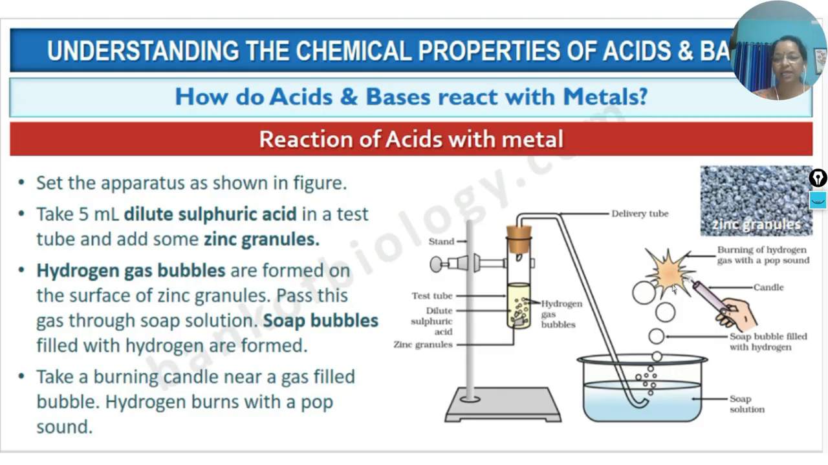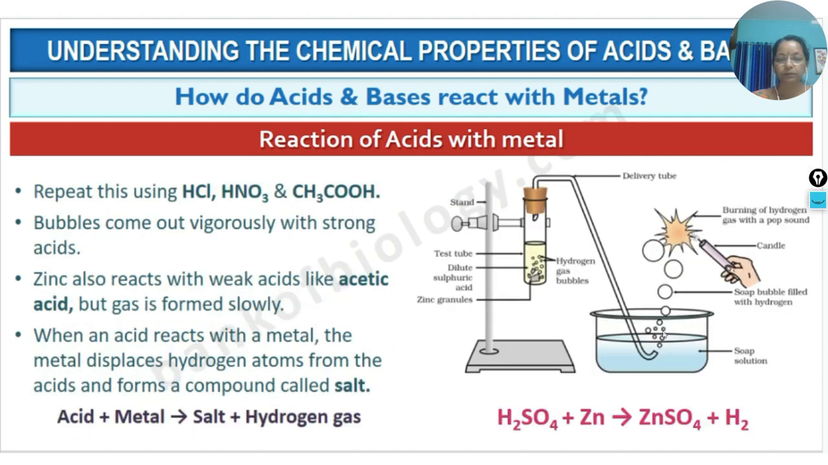Then we can see that the bubble catches fire and the flame of the candle goes off. We know the gas coming out is hydrogen, so hydrogen burns with a pop sound. Okay, so that is a test for hydrogen gas. So the result is production of hydrogen gas. So metal reacts with acids producing hydrogen gas. Of course, salt is also produced.